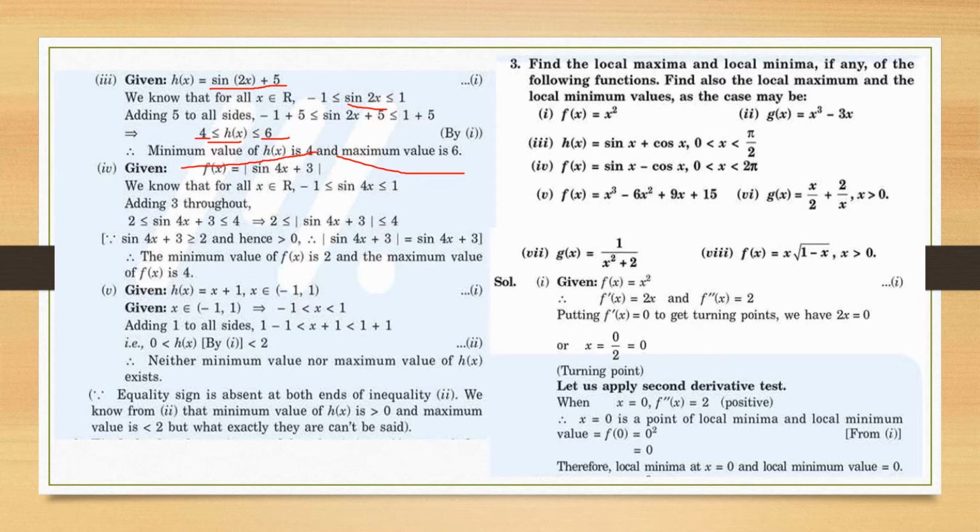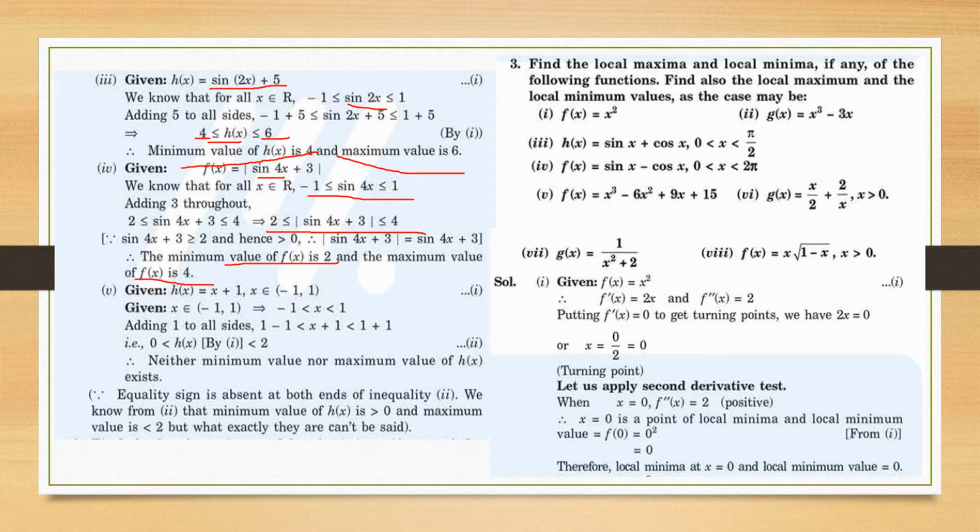Again for the second one, for x belonging to R, sin 4x lies between -1 and 1. You have to add 3. So sin 4x plus 3 lies between 2 and 4. Now since we are talking about mod, although there is no negative term, I will take mod throughout. So all the terms are positive. That means my f(x) lies between 2 and 4. So the minimum value is 2 and the maximum value of the function is 4.